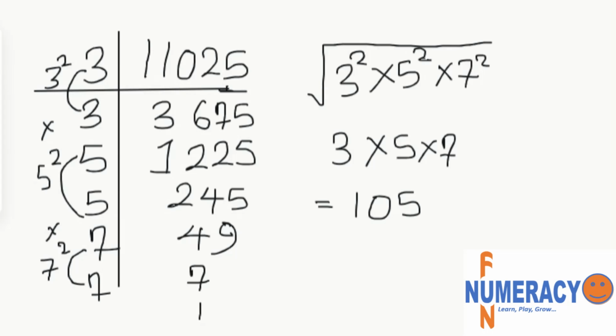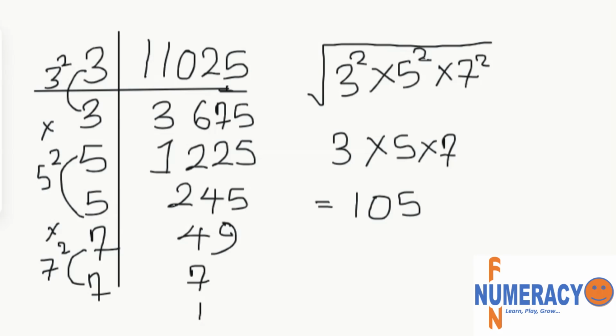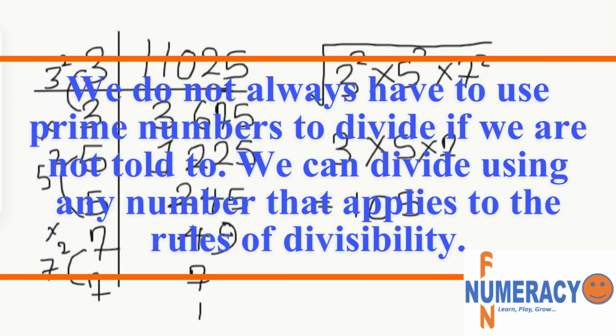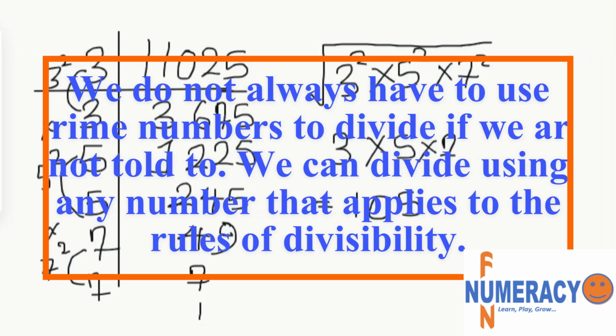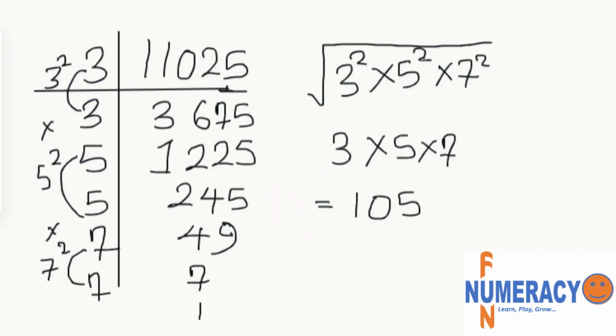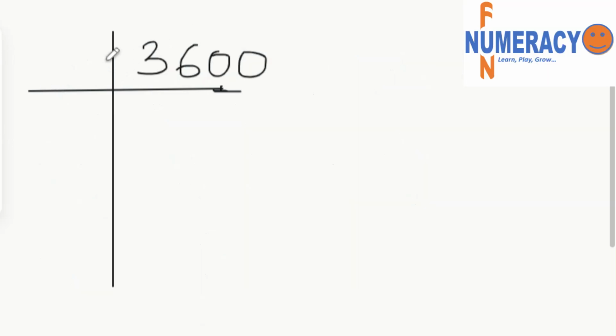Now, do you always have to use prime numbers to divide all the time? Not really, because if this was an objective question where we are trying to manage time, we can start with a big number. So let's consider a bigger number. Now consider the number 3,600. So this is divisible by 6 and it's also divisible by 10. So whichever one we want to start with, we will get the same answer.